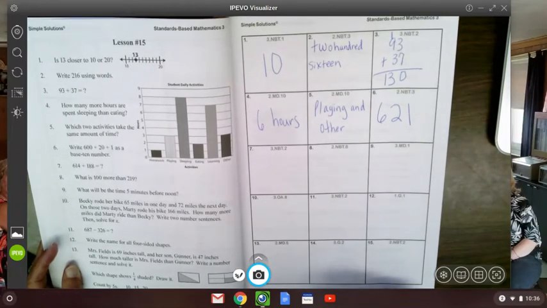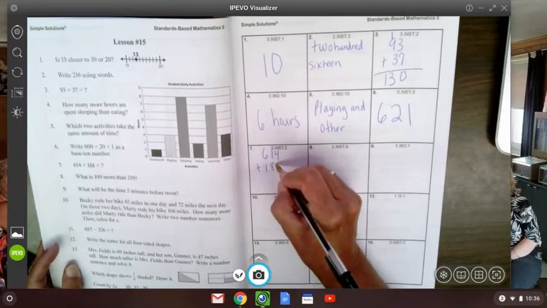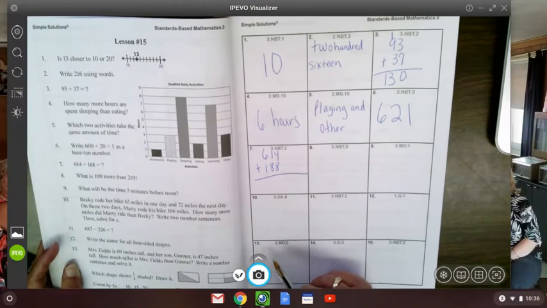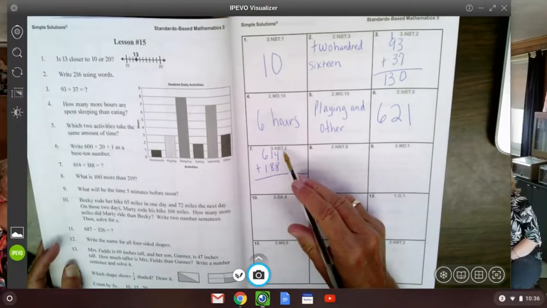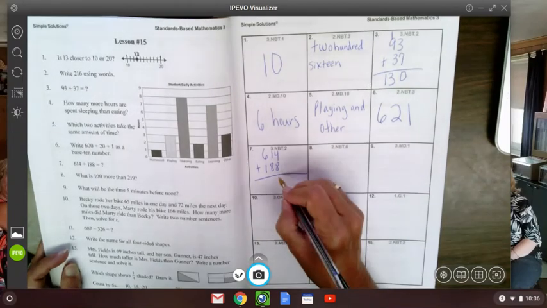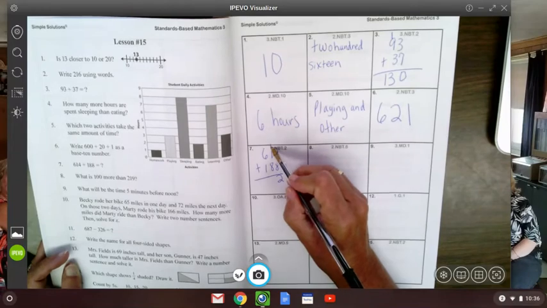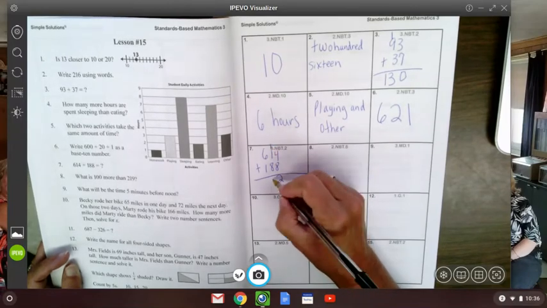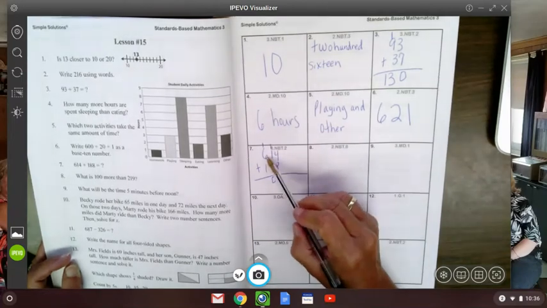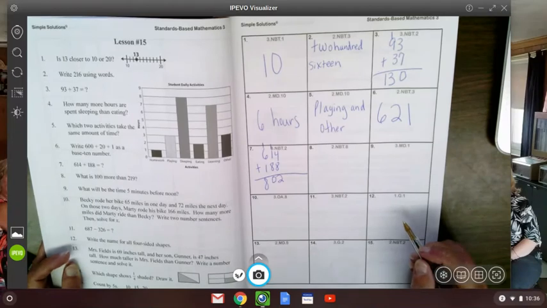7. 614 plus 188. Make sure you have it in the right place values. 8 plus 4 is 12. Leave the 2. Trade in that 1 to the tens place. 8, 9, 10. Leave the 0. Trade in the 1 to the hundreds place. 6, 7, 8. The answer is 802.